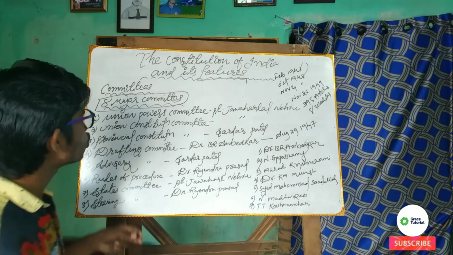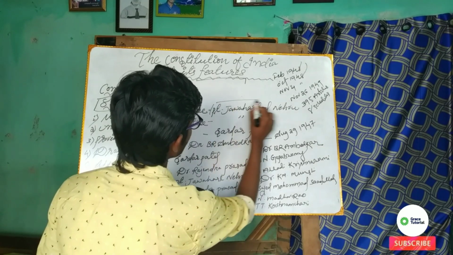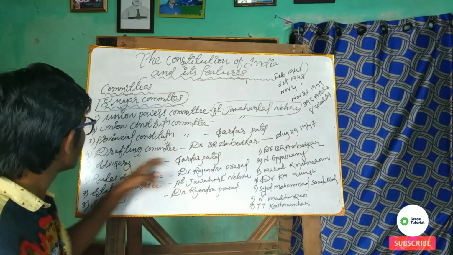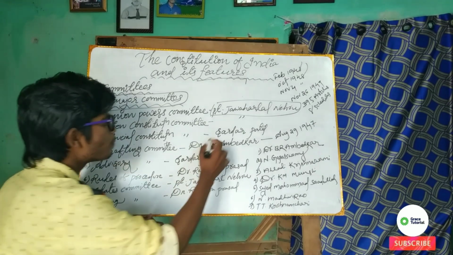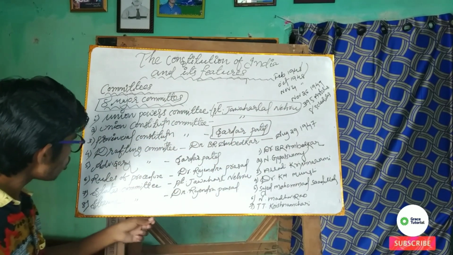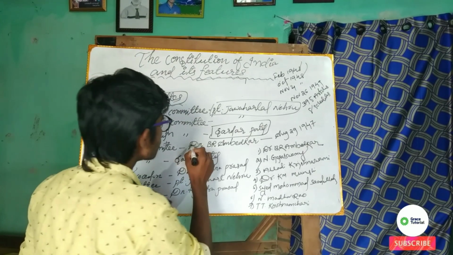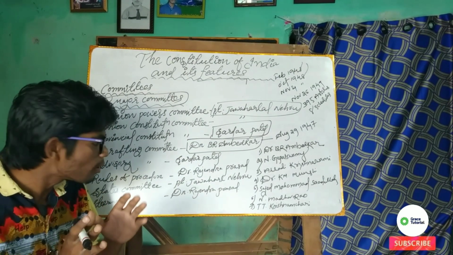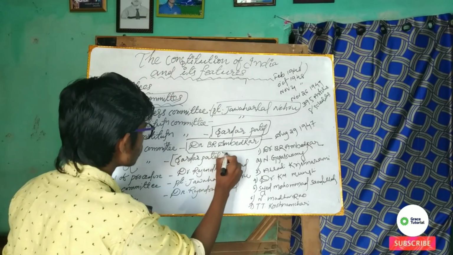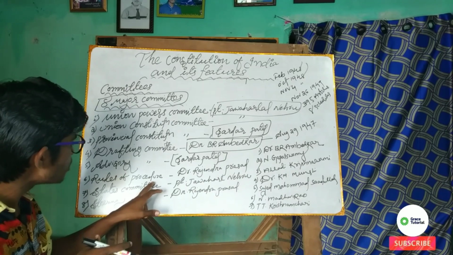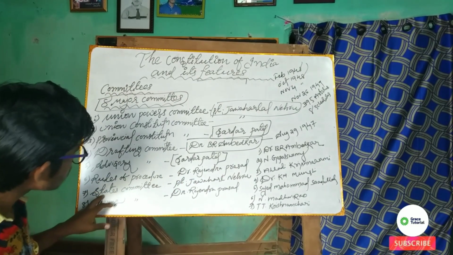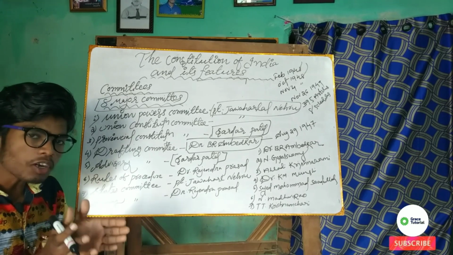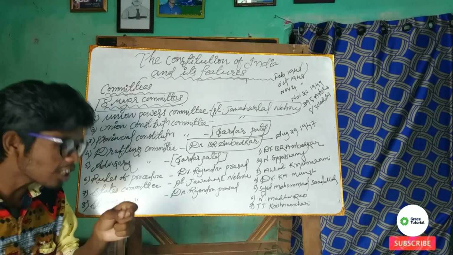First, we have the Union Powers Committee, chaired by Pandit Jawaharlal Nehru. Similarly, the Union Constitution Committee was chaired by Pandit Jawaharlal Nehru himself. The Provincial Constitution Committee was chaired by Sardar Vallabhbhai Patel. The Drafting Committee was chaired by Dr. B.R. Ambedkar. The Advisory Committee on Fundamental Rights, Minorities and Tribal Issues was chaired by Sardar Vallabhbhai Patel. The Rules of Procedure Committee was chaired by Dr. Rajendra Prasad, the States Committee by Pandit Jawaharlal Nehru, and the Steering Committee by Dr. Rajendra Prasad.